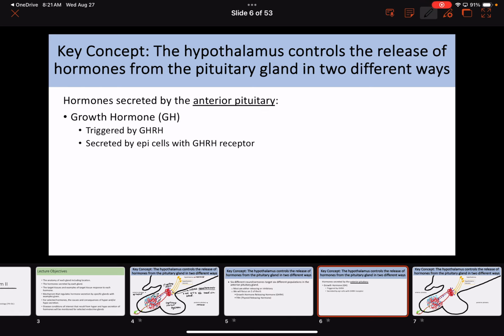So what that means is the hypothalamus releases GHRH that travels down that portal system that we talked about, and then it binds to cells with the receptor for that GHRH. Once the GHRH binds to those epithelial cells in the anterior pituitary, then those cells can release growth hormone.